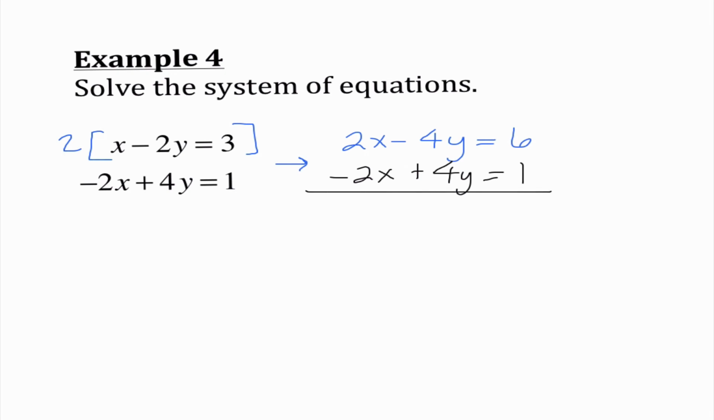When I add these together, something strange happens. My x's cancel out and my y's cancel out, so I just am left with 0 on the left side. On the right side, 6 plus 1 is 7. And we talked about this earlier this chapter, where when our variables cancel out, we need to ask ourselves, is this a true statement? Is 0 equal to 7? And the answer there is no. So what this is actually depicting is 2 parallel lines that never intersect. So our answer is going to be no solution.